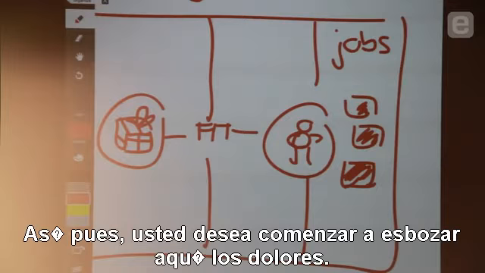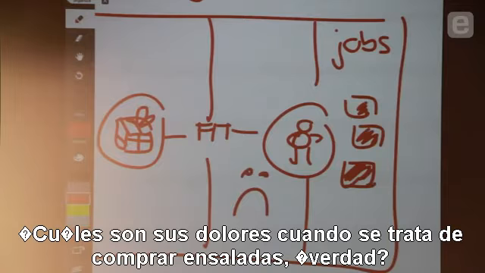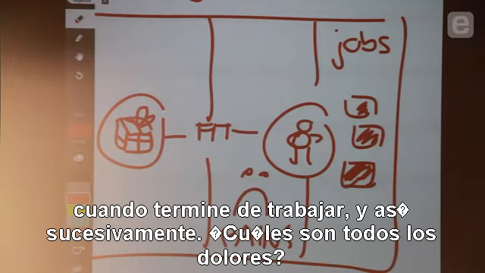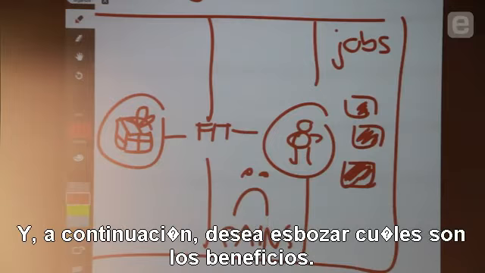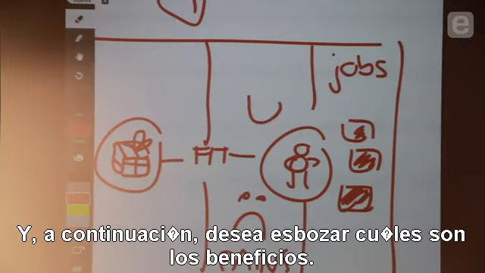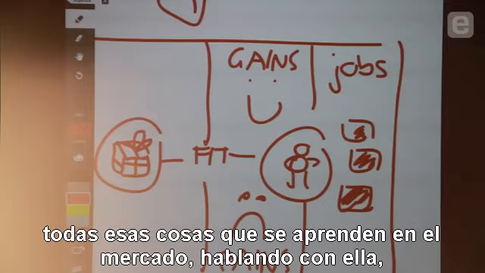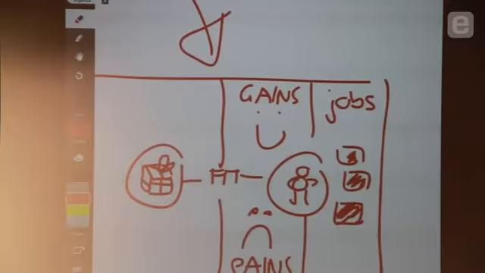Then you want to dig deeper, and you want to ask yourself, well, what are the pains and the gains that she has here? So you want to start sketching out here the pains. What are her pains when it comes to buying salads, right? Oh, there's a long line in the store when she's finished from work, and so on. What are all the pains? And then you want to sketch out what are the gains. You know, she wants to have healthy food. That would be a gain. All those things that you learn in the market by talking to her.